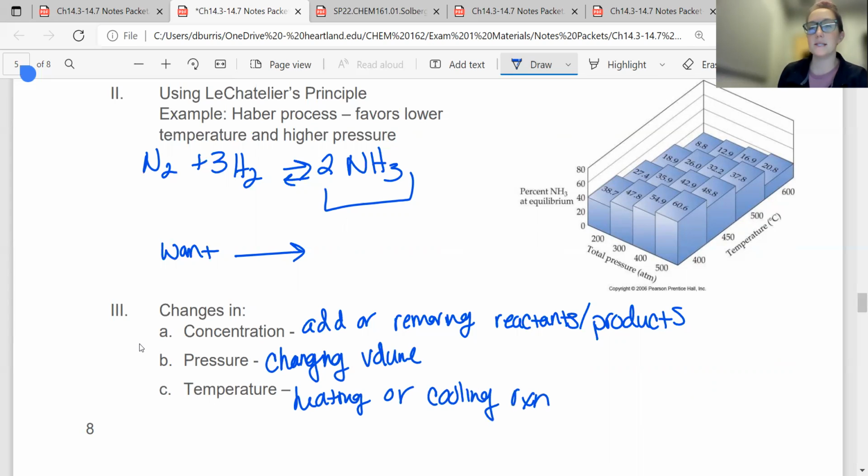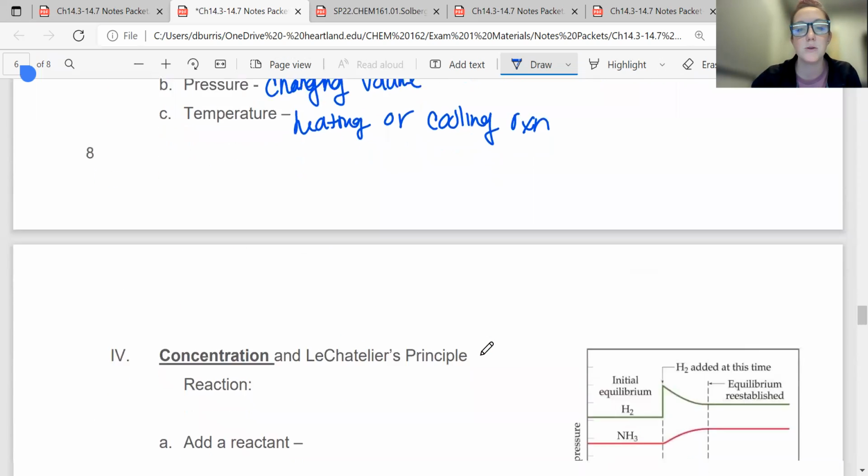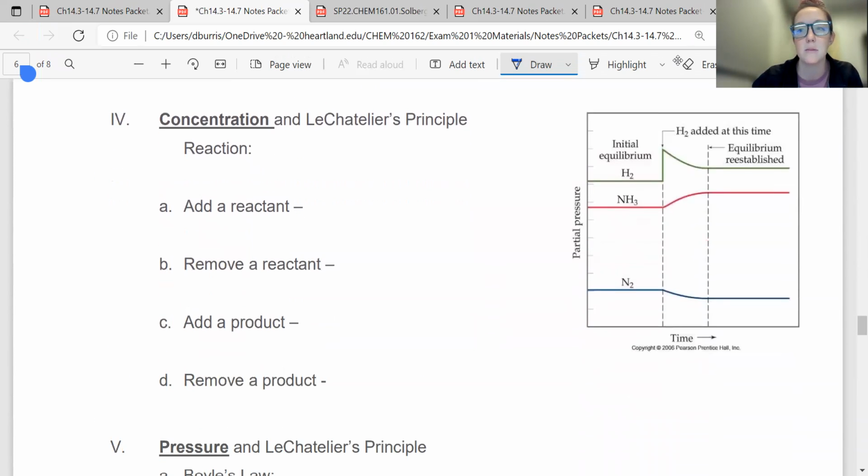Okay, if you heat it up, is it going to produce more products? Or if you cool it down, is it going to produce more products? And it actually depends on a couple of things. So we're going to look at all three of these. You guys are going to do a lab with these, so keep these in mind. Don't shove them out of your mind just yet.